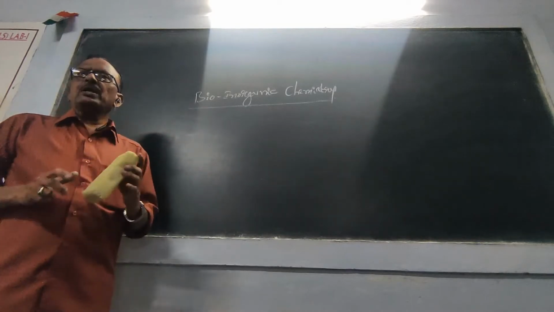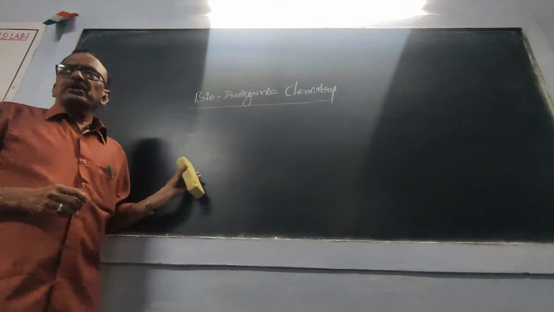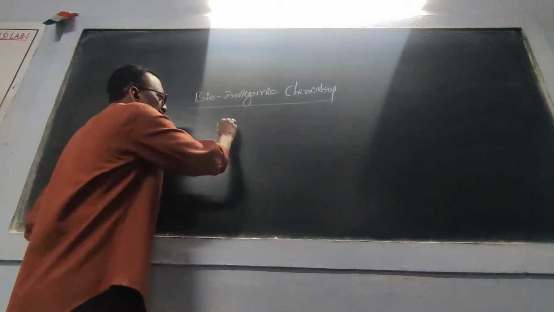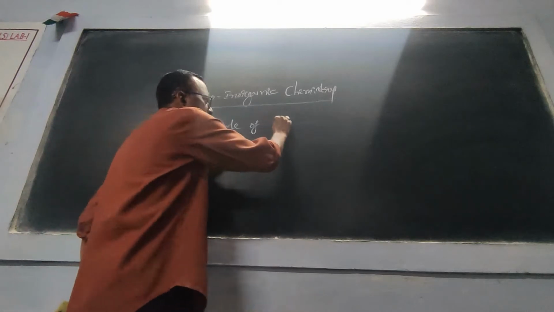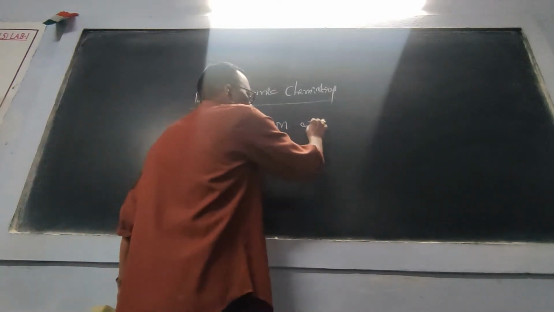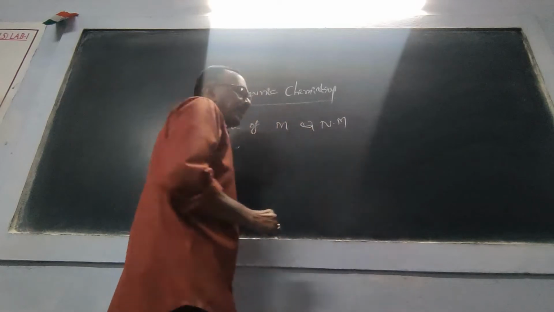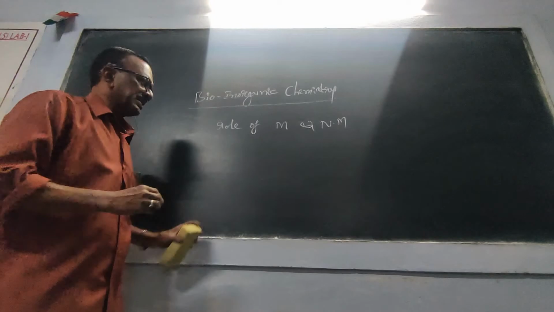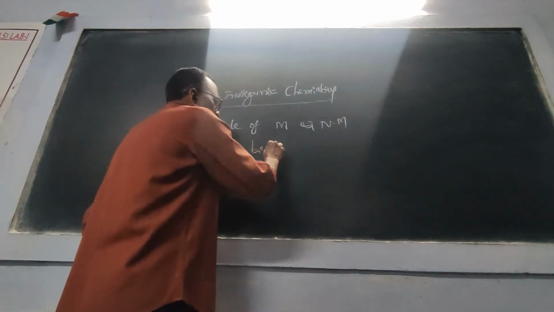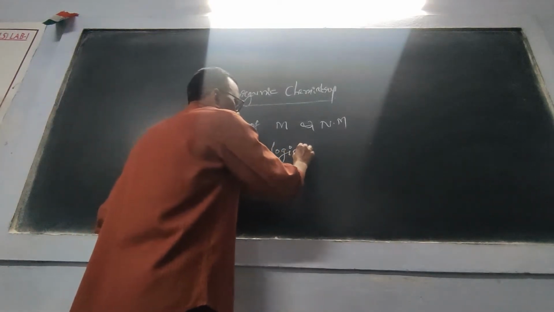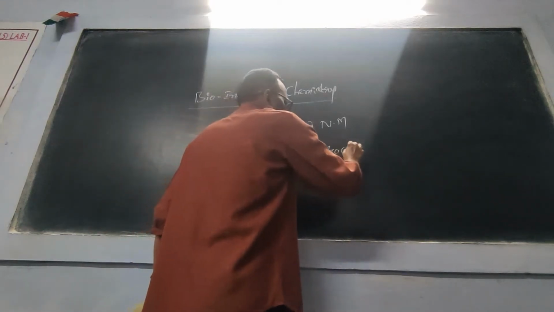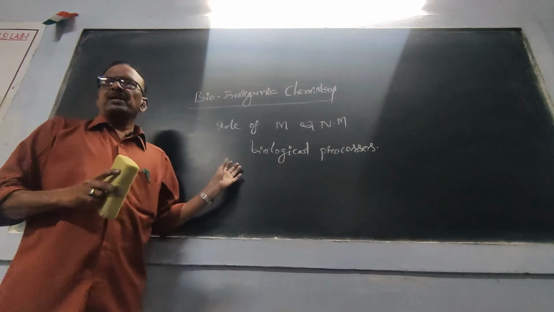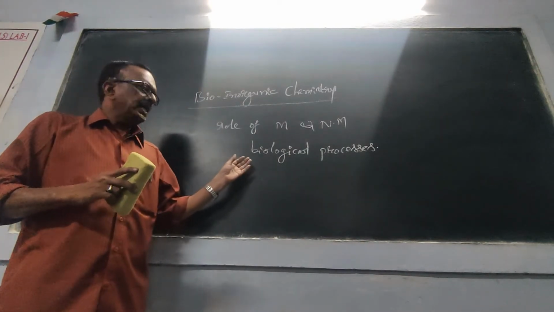So what is this bio-inorganic chemistry? Bio-inorganic chemistry is a branch of chemistry that deals with the role of metals and non-metals involved in biological processes. Biological processes means the chemical reactions that are involved in living systems.